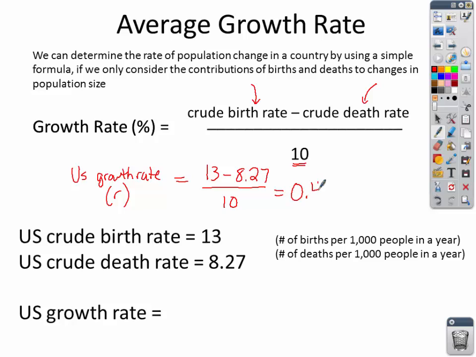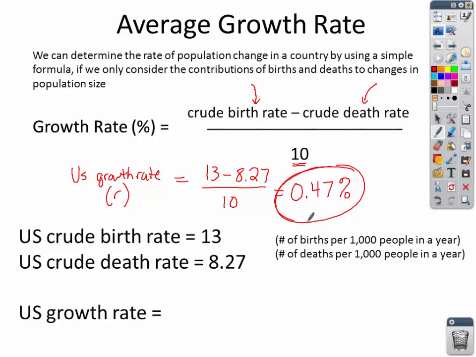You get 0.47%. That represents the United States growth rate, and actually that number is kind of old at this point. You'll see in the next slide or two that that number is updated as of 2011. With these current numbers here, 13 as a birth rate, 8.27 as a death rate, you get 0.47. So what you see is that we are growing, albeit slowly.